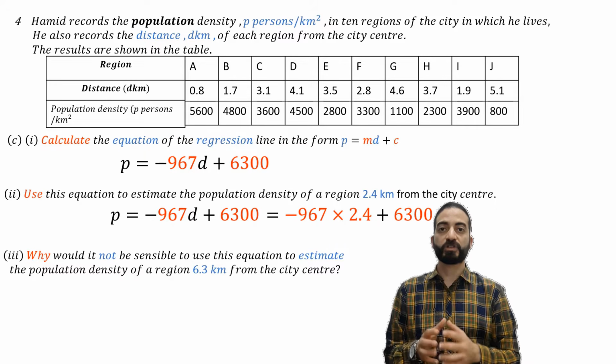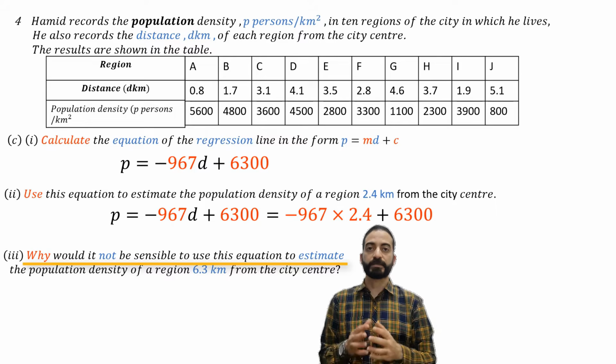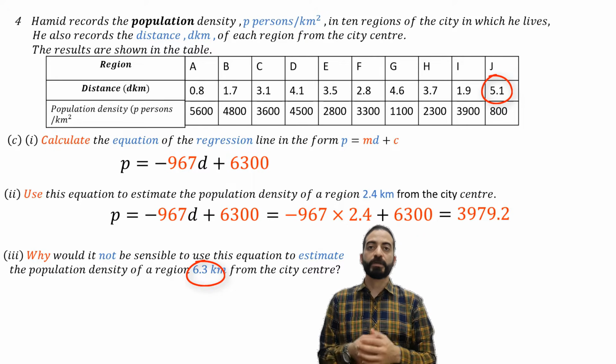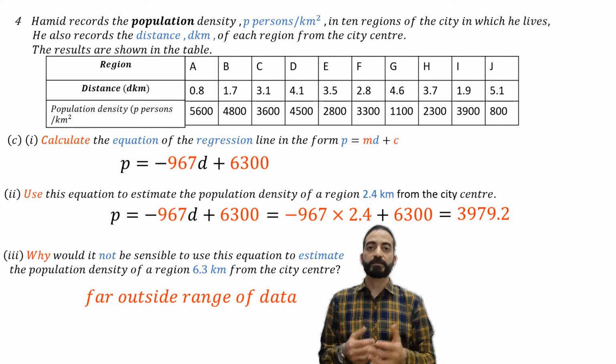We now move to this question. Why would it not be sensible to use this equation to estimate the population density of a region 6.3 kilometers from the city center? As we see here, the maximum distance is 5.1 and here we have 6.3 kilometers, which is larger than the maximum distance we have. This means that it would not be sensible to use this equation to estimate, because 6.3 kilometers is far outside the range of data.